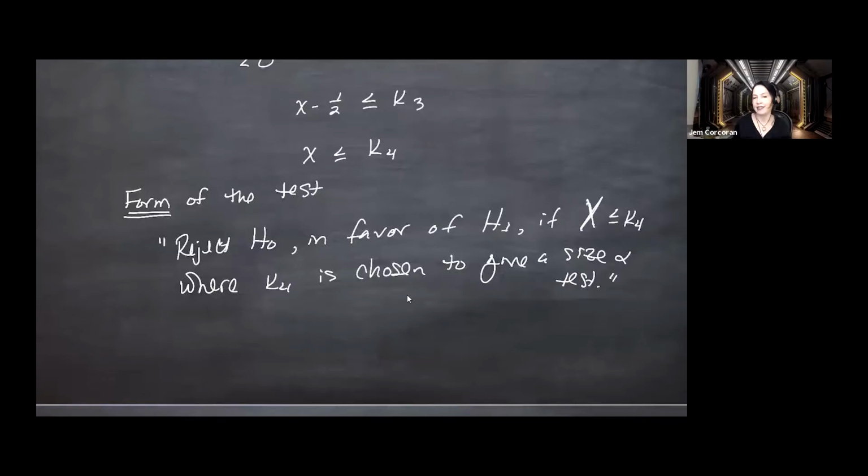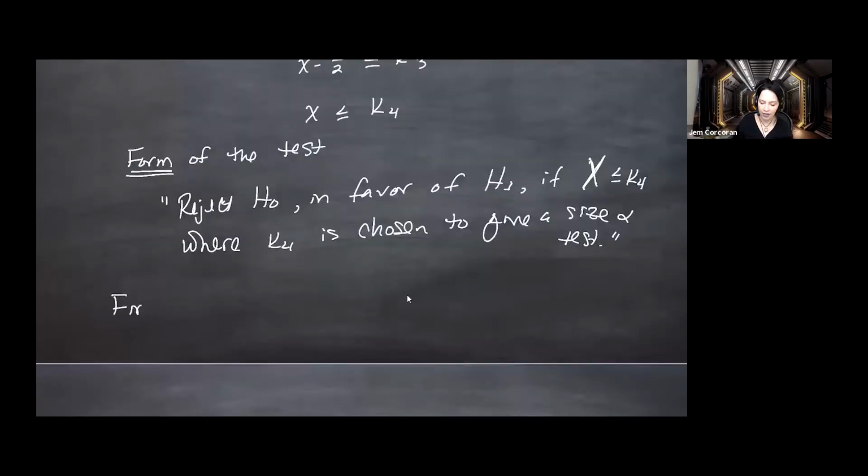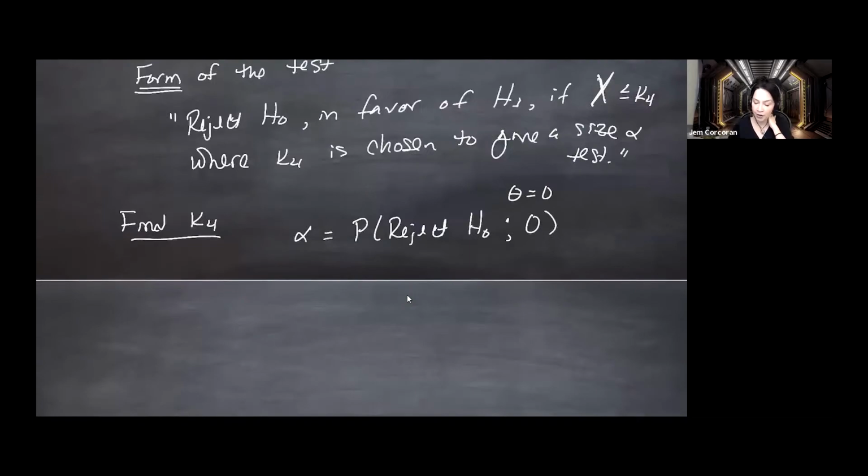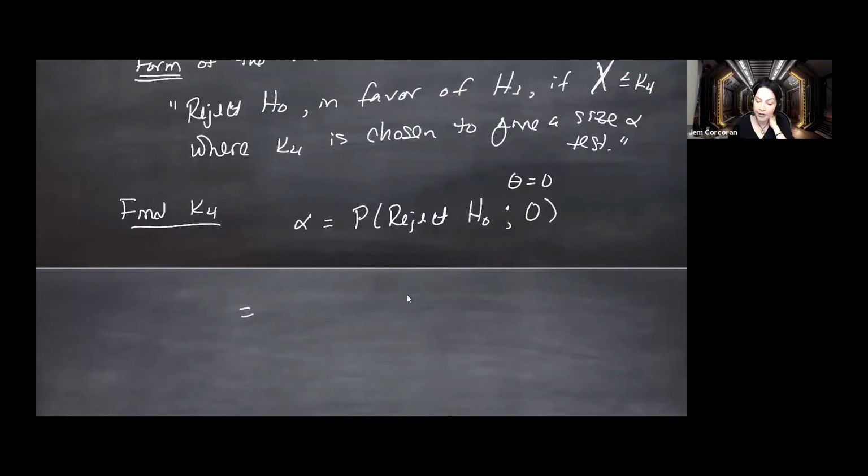Okay, so this is nice and simple, so we can actually find it. So let's find k4. And this is where alpha comes in. So alpha is the probability of the type 1 error. That's the probability you reject the null hypothesis when you shouldn't, because it's true. So this is the probability we reject the null hypothesis when the parameter theta is 0. And so when theta is 0, this is the probability that x is less than or equal to k4 when theta is 0.